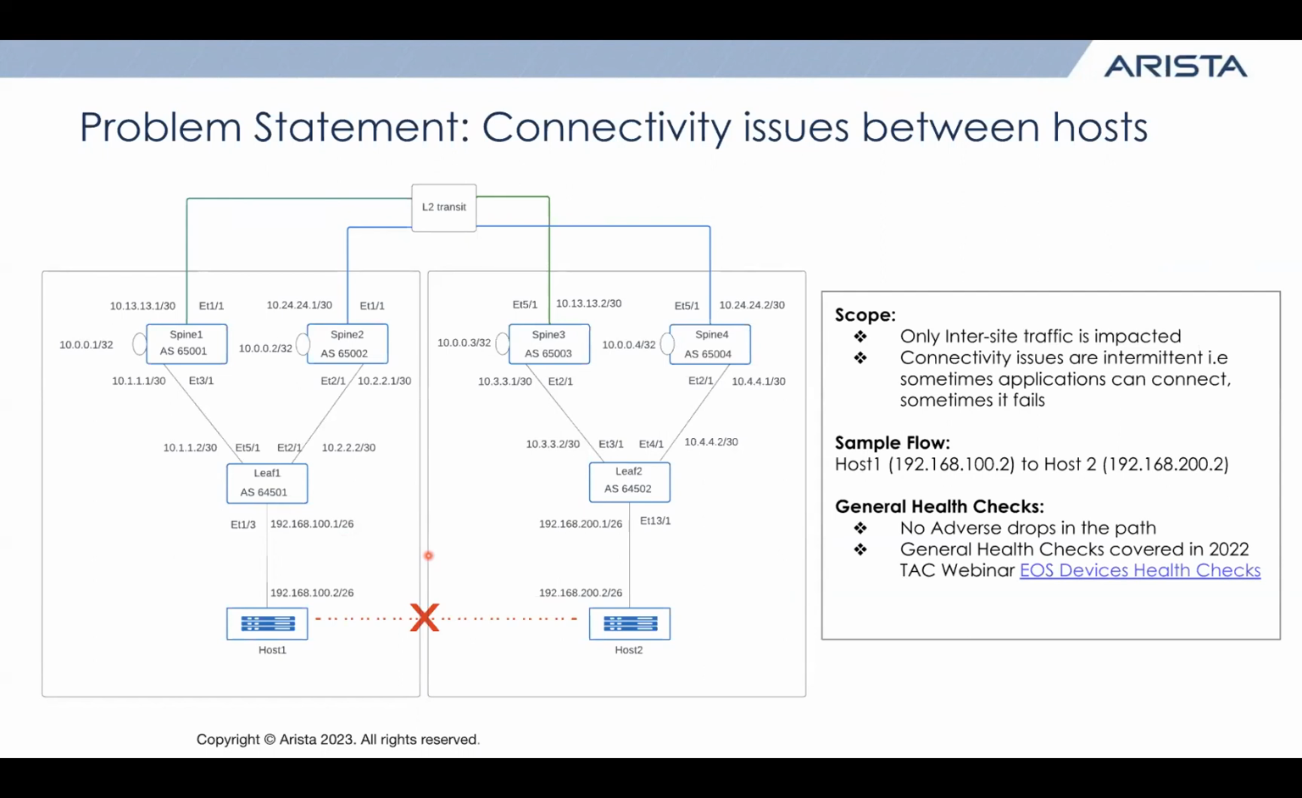Also, the connectivity issues that we are seeing are random, where sometimes the applications are able to connect successfully, and sometimes they are not. To have something tangible to track, I'm going to be using 2 sample hosts where we have confirmed the problem. We're going to use host 1, which is 192.168.100.2, and host 2, which is 192.168.200.2. And to save us some more time, I've already validated that there are no adverse drops in my network in the layer 1 path between the 2 hosts, such as layer 1 errors, congestion, or CPU drops.